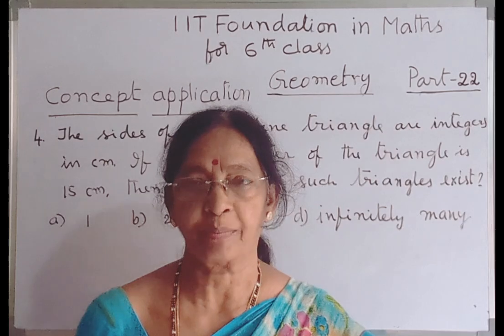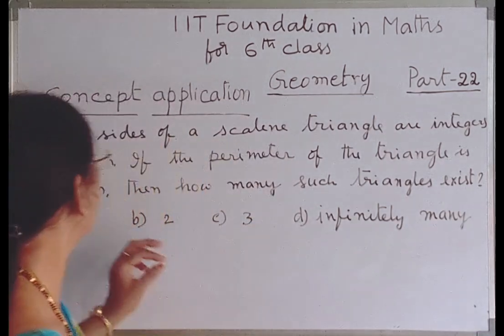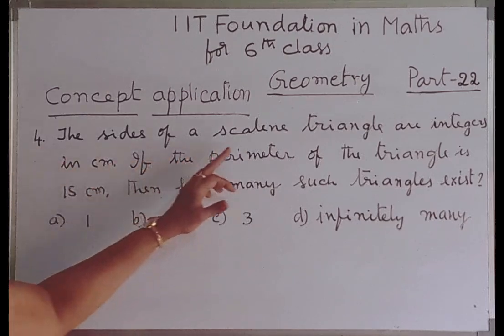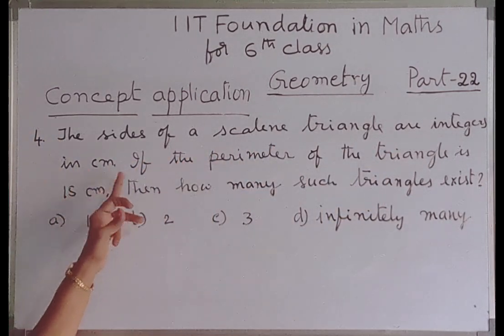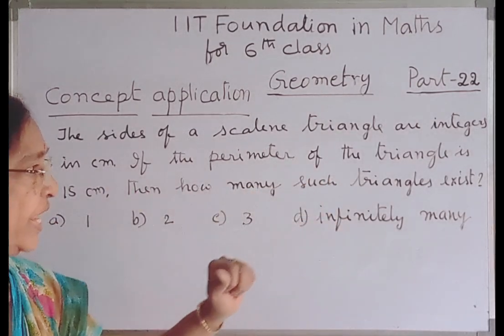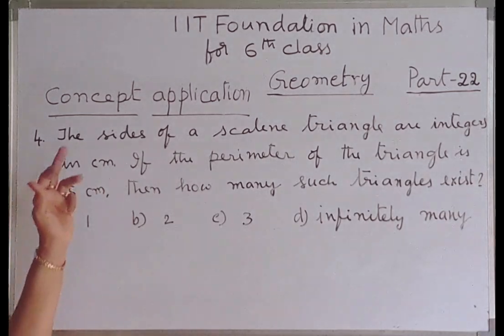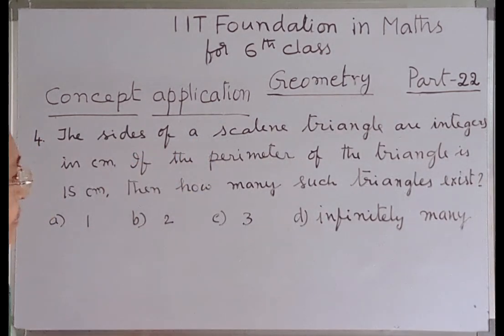Chapter 8, Geometry. We are doing the problems on concept application. Fourth problem. The sides of a scalene triangle are integers in centimeters. If the perimeter of the triangle is 15 centimeters, then how many such triangles exist? The sides of a scalene triangle are integers and the perimeter is 15 centimeters.